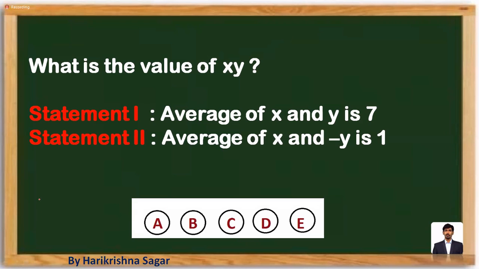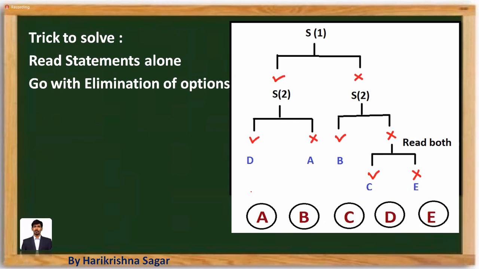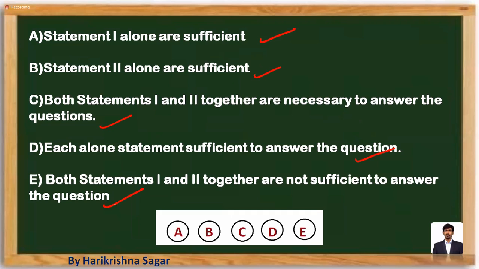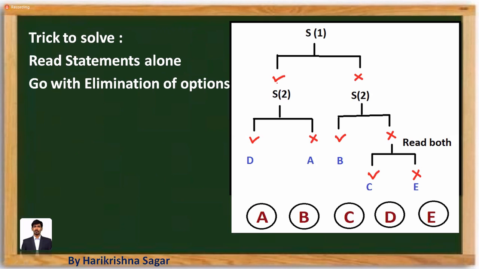What do these A, B, C, D indicate, which I already showed you previously? A indicates statement 1 alone is sufficient for solving the question. B indicates statement 2 alone. C indicates both together. D indicates each statement alone. E indicates neither of these statements is sufficient. So these are the option sequence. Do remember, I will explain about this chart soon.